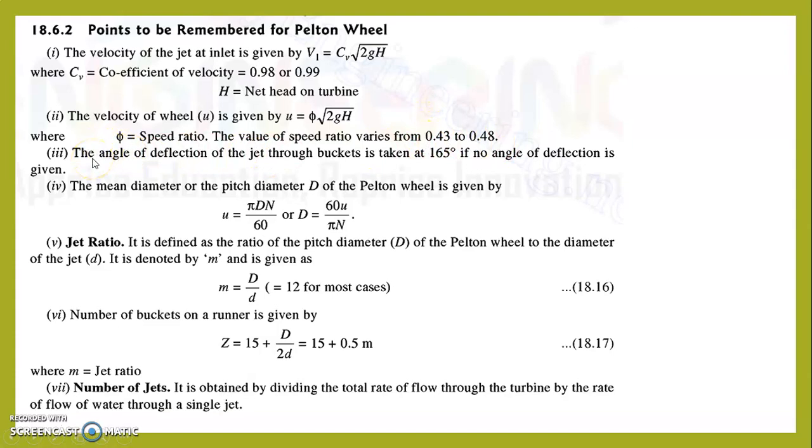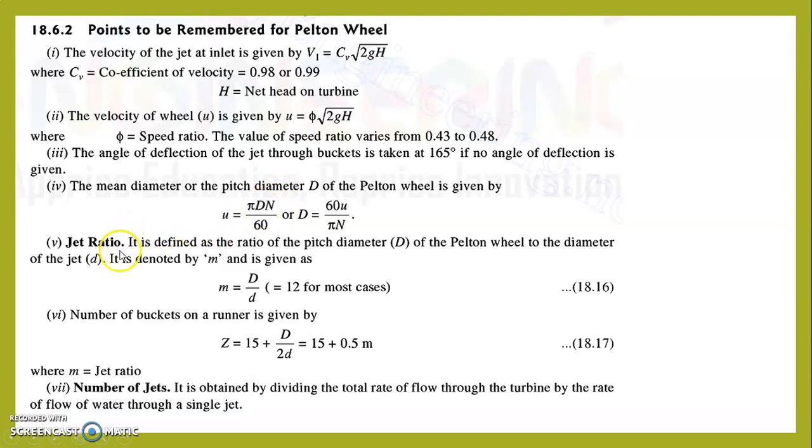Third one is the angle of deflection. Normally they won't give any chance to assume this value. In a rare case we have to assume this. It will be considered while evaluation. The next thing is the velocity of bucket, which is given by pi DN by 60, where D is the drum diameter. Normally drum diameter will be given in the question. We have to calculate the velocity, or in some questions the velocity will be given and RPM will be given, and we have to calculate the drum diameter.